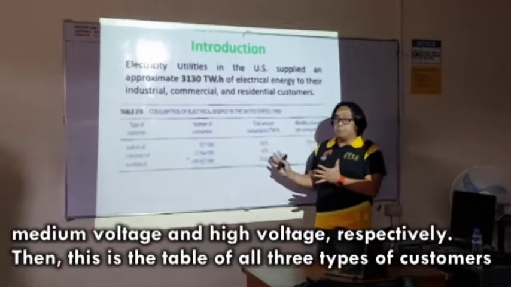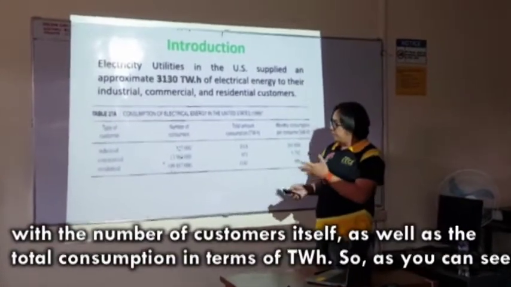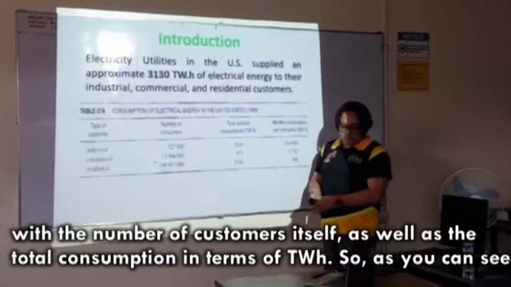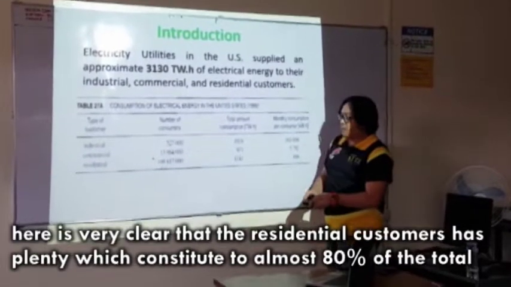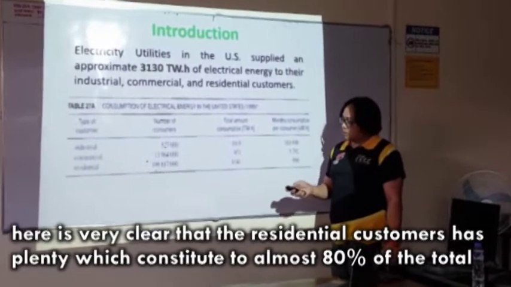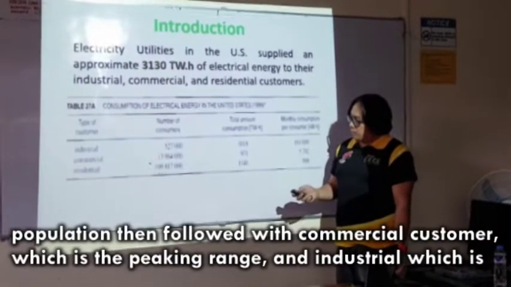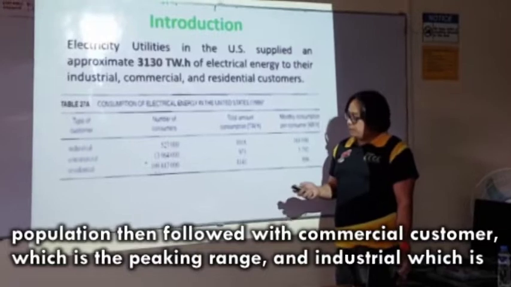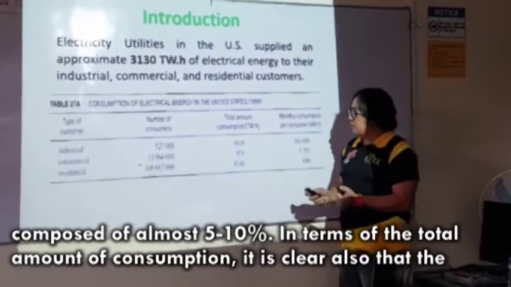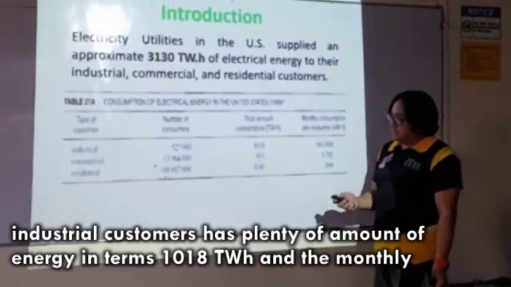Then, this is the table of all of the types of customers with the number of customers itself, as well as the total consumption in terms of terawatt hour. As you can see here, it's very clear that the residential customers are plenty, which constitute almost 80% of the total population, then followed by the commercial customer, which is the medium range, and industrial, which is composed of almost 5 to 10%.